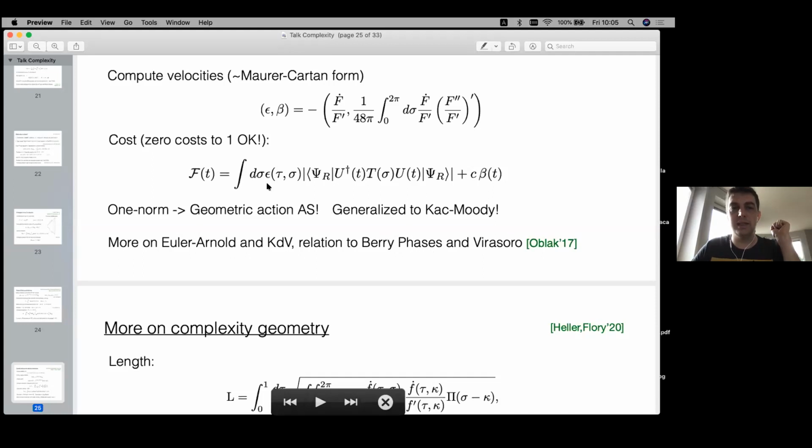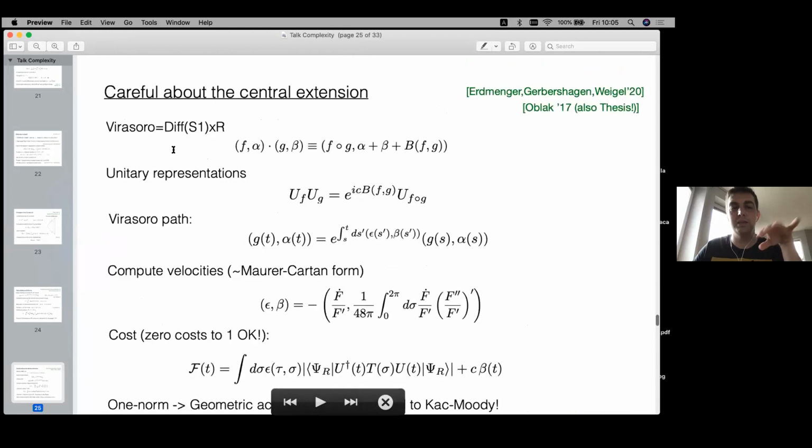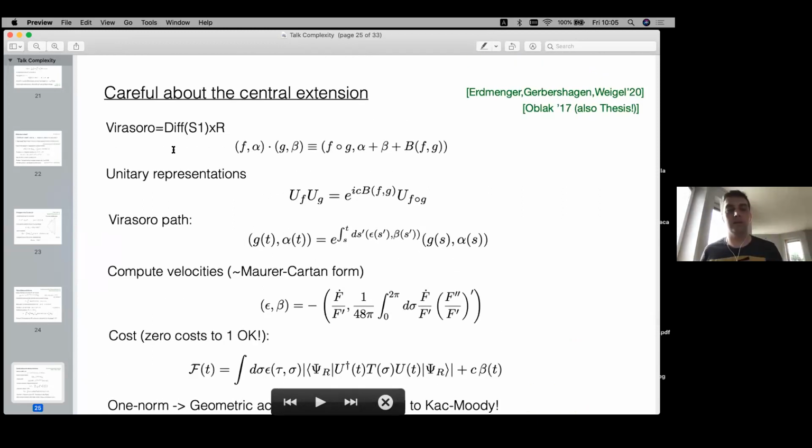So in a sense, this one norm, or the complexity with this norm, is equal to what he calls the Virasoro Berry phase in his computation. Of course, this is just a technical comment. I don't understand precisely how the relation between complexity and the Berry phase works on some conceptual level, but at least on the technical level, if you use this cost, then the two quantities are equal.